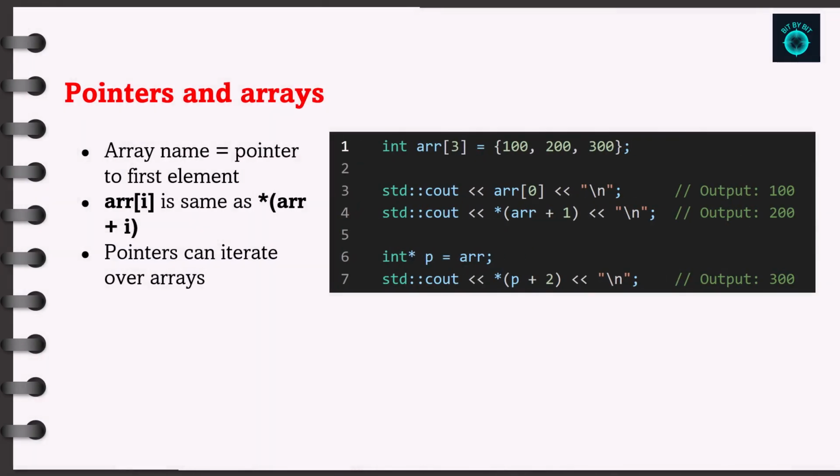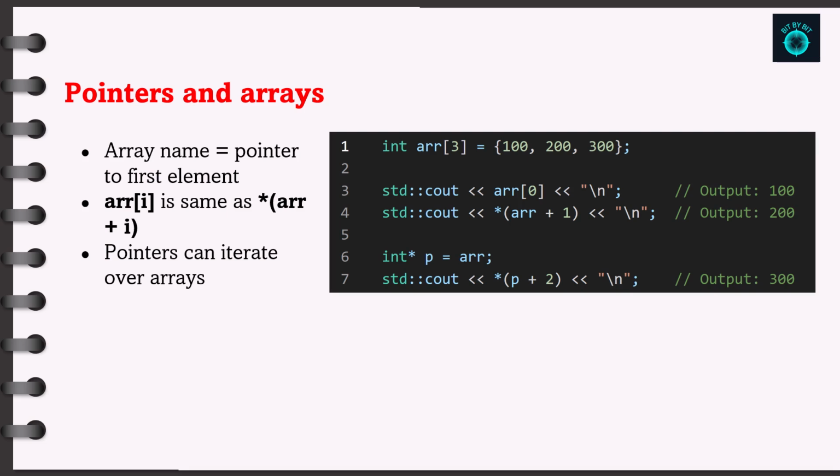Pointers and arrays. In C++, arrays and pointers are closely related. When you use the name of an array, for example, arr, it behaves like a constant pointer to the first element in memory. That means accessing element 0 using arr[0] is the same as writing *(arr + 0). In the same way, arr[1] is equal to *(arr + 1).